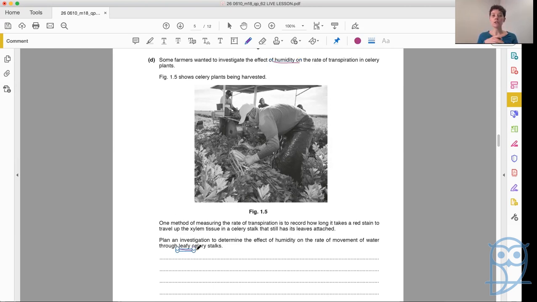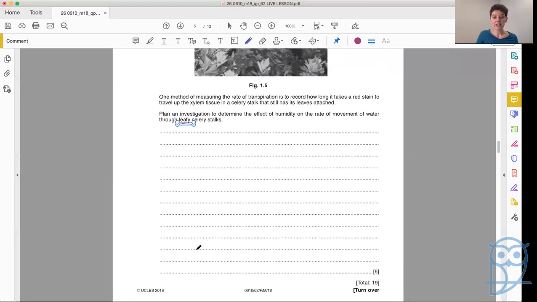So in the original experiment that we worked with in this question, there were no leaves on those stalks. So we were just looking at movement. Now we're looking at movement as a result of transpiration as well. So we need that leaf on top as well. So remember, transpiration is that loss of water from the leaves. So as the water is lost from the leaves, it's pulled up the stalk. So now we want to say, okay, looking at that rate of transpiration, what's the effect of humidity? So we need to now plan an investigation. There's our usual collection of lines and our usual 6 marks. So we've got to think through what it is that we need to do.